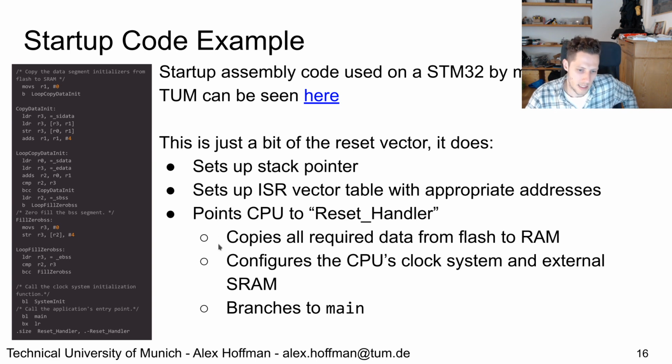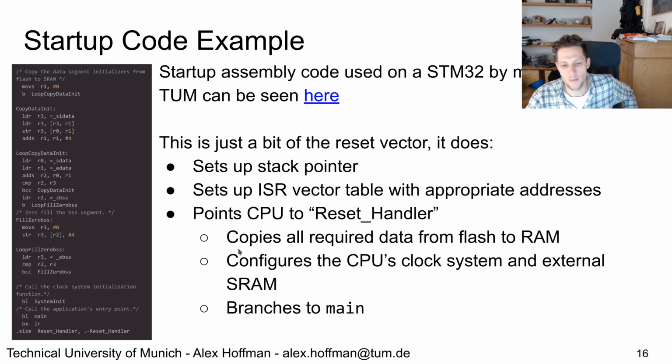Here we can start to see things in the assembly. It copies all required data from flash to RAM. Here we're starting to do this loop copy data init, running this label here. If you go through this and you know assembly, you can see that this is copying data in a loop. Then we also have, for instance, filling zeros in the BSS. So it is doing this initialization of the BSS segment.